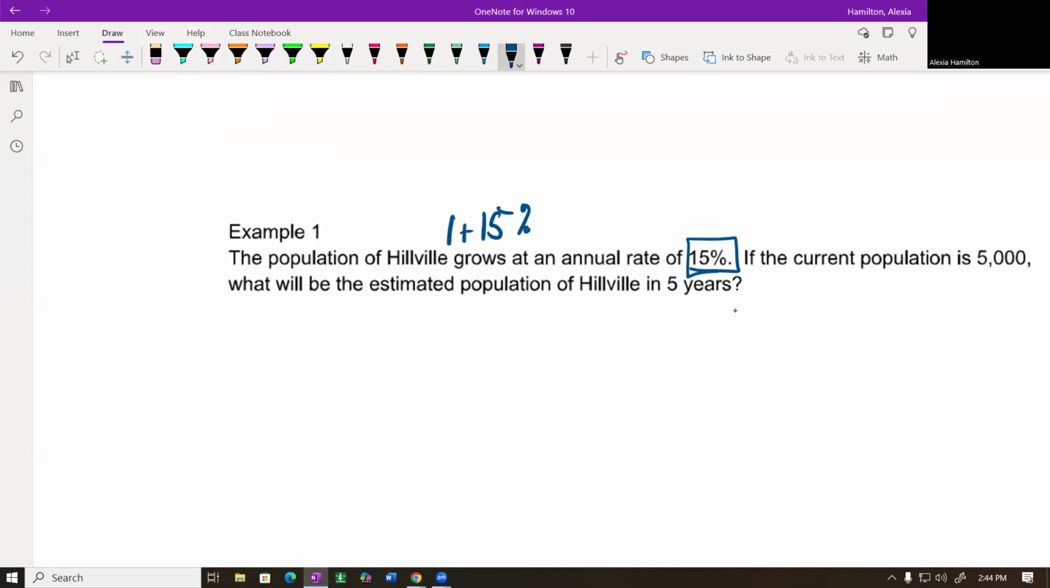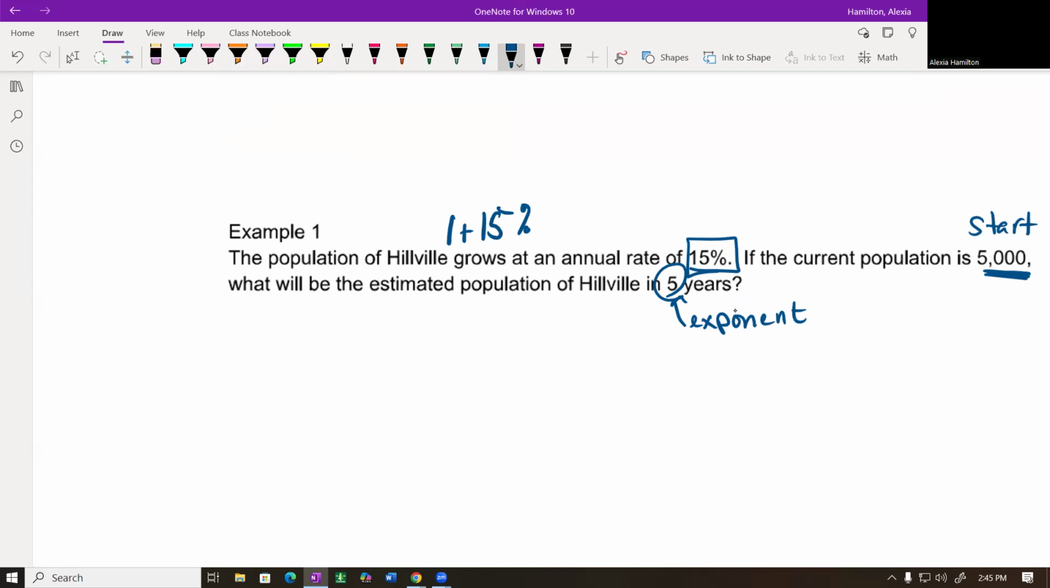Okay. The current population is 5,000. So this is my starting amount. And I want to know how much it will be in 5 years. So that's going to be my exponent. The exponent is very much always time. Very, very much always time.